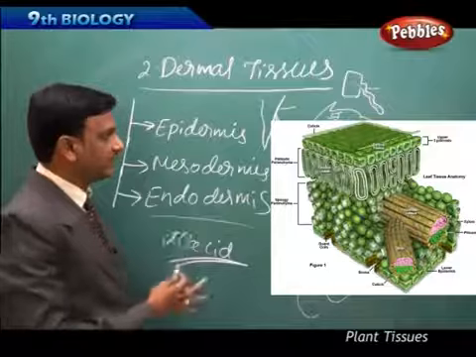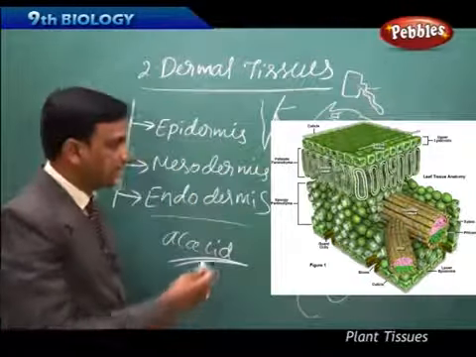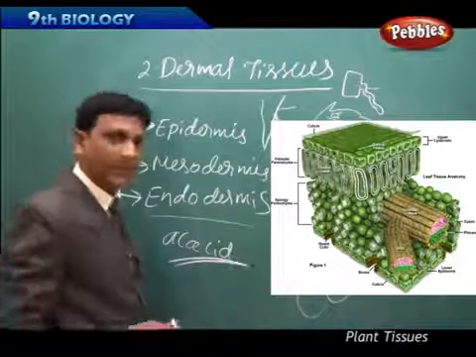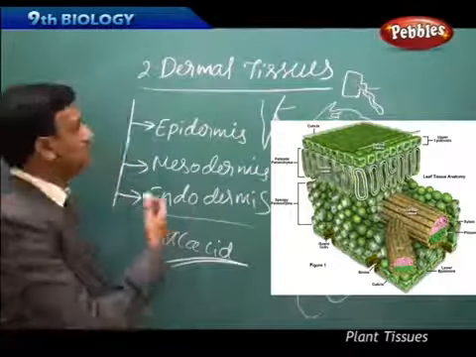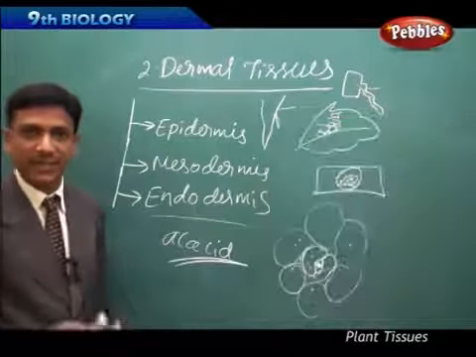And moreover, these dermal tissues, by having certain features like stomata or root hairs, help in the exchange of water and the exchange of gases. So this is all about the dermal tissues. Now we go to the third type of tissue, the ground tissues.